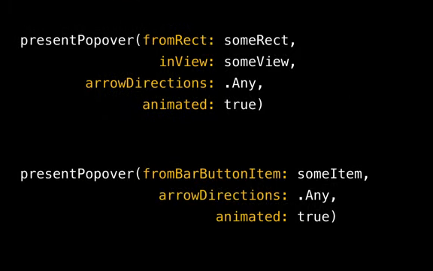These produce call sites that look like this. Now I've got present popover from rect and view, arrow directions animated, and present popover from bar button item, arrow directions animated. Great, I can tell the difference between them. That's awesome. That's a lot of typing. Code completion's nice, but that's still a bunch of typing.